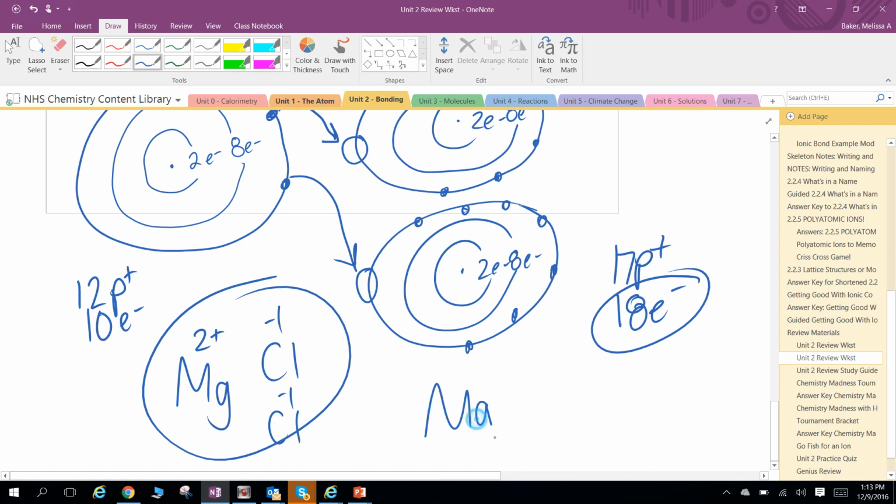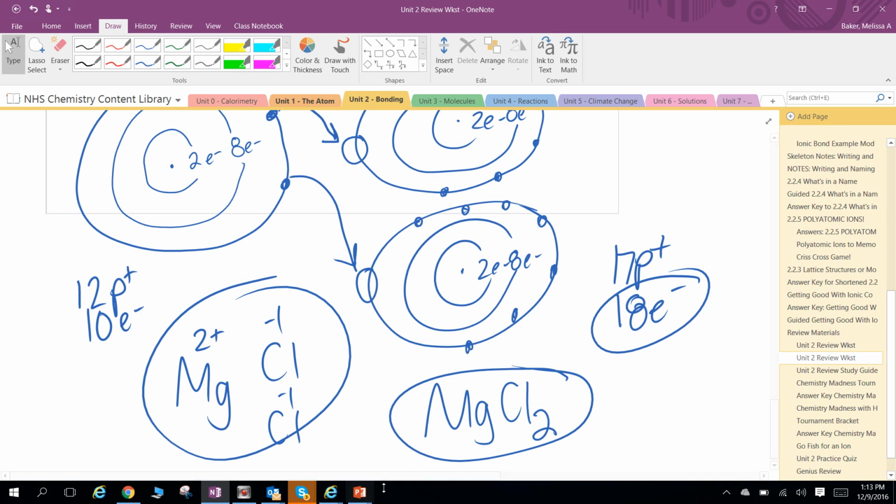So now the compound that forms is MgCl2, and they all are attracted and hang out together.